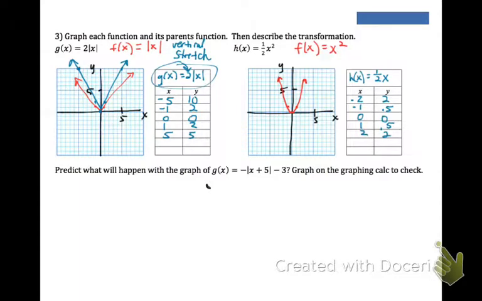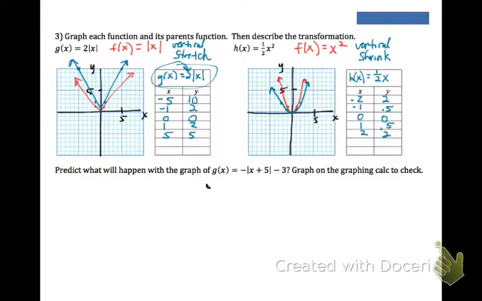So when we plot these points, look at what happens. So -2, 2, -1, a half. So this graph is flattening out compared to the parent. So this is what we call a vertical shrink. Sometimes you'll see it as a compression.